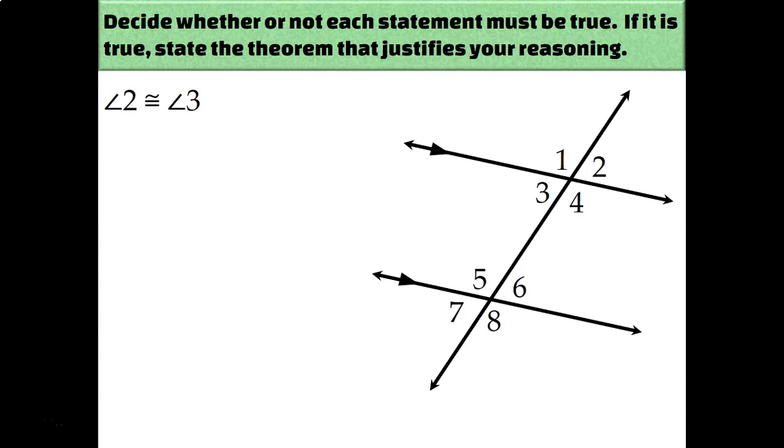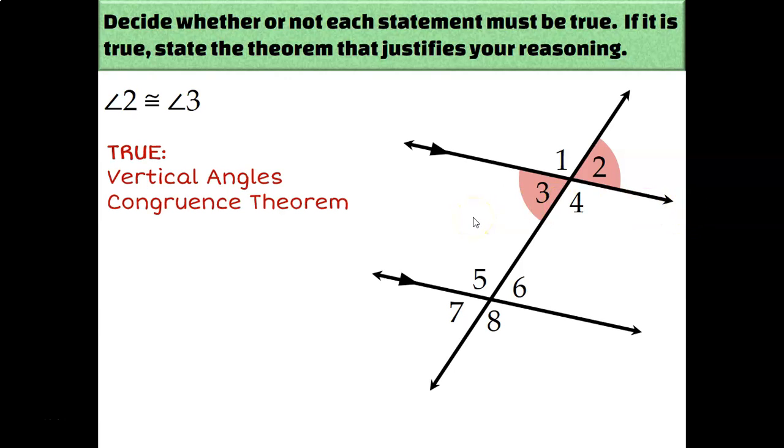What about angle 2 and angle 3? That's these 2. What kind of angle pair are they? Well, actually it has nothing to do with this line down here, right? Angle 5, 6, 7, and 8 don't matter. I'm really just talking about the intersection of these 2 lines, which makes them vertical angles. And since they're vertical angles, they have to be congruent to each other by the vertical angles congruence theorem.